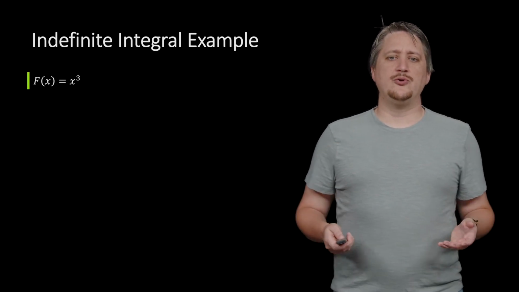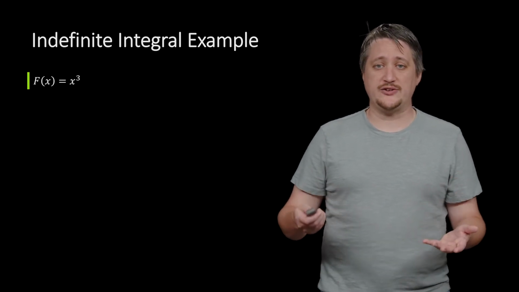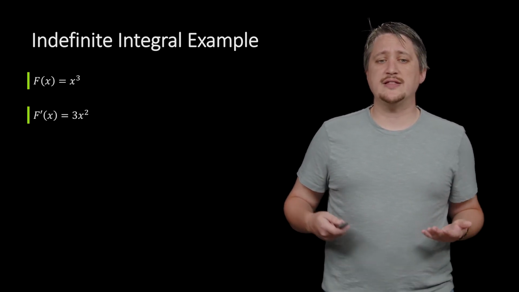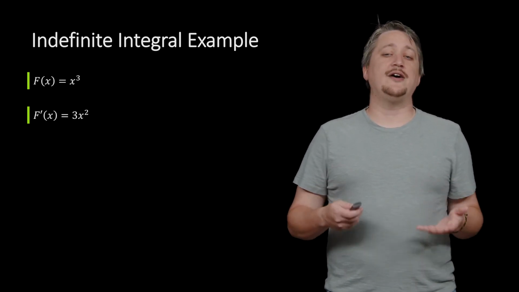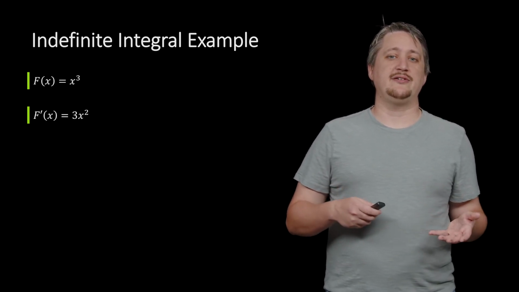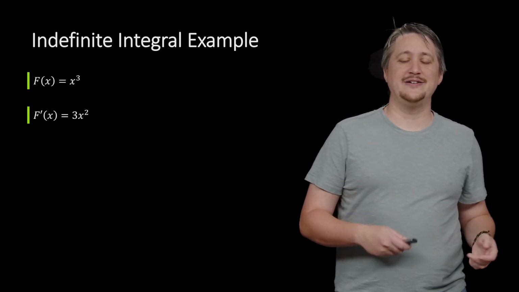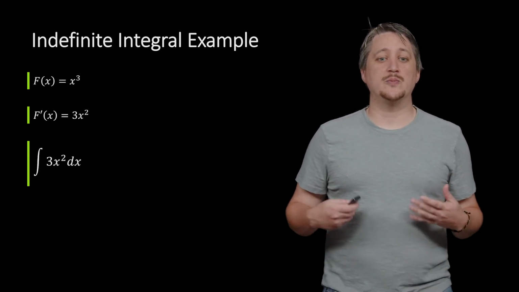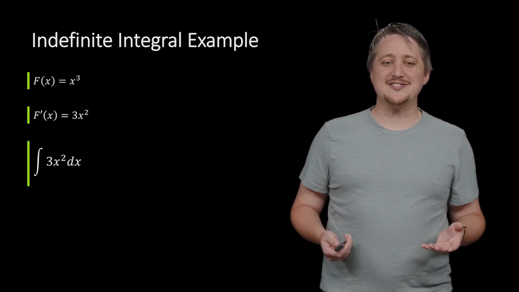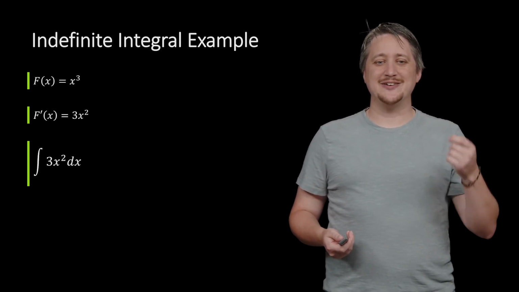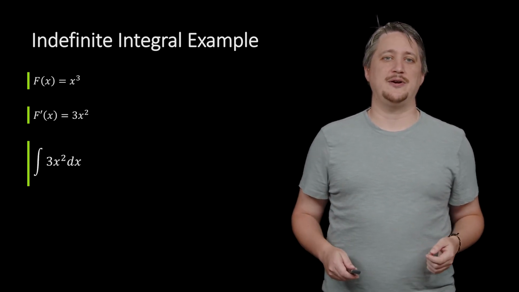All right, so let's look at an example. Let's say we have some function like x cubed. We could take the derivative, get this nice 3x squared. If we wanted to represent all the possible things that we could take the derivative of and get 3x squared, that would be the indefinite integral. We represent that with this, again, weird elongated s thing, the integral sign with that 3x squared, and then that dx as the closing piece, okay?